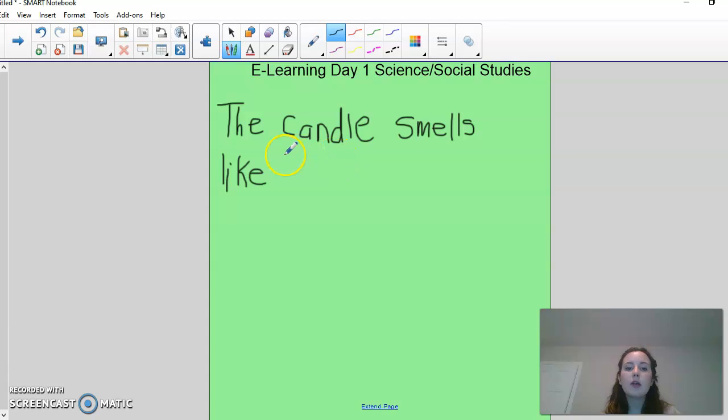The candle smells like pumpkins. Guess what? The word pumpkin is also on my candle because it is a pumpkin flavored candle, so I can use my environment again. If you didn't have it on your candle or your object, whatever you're smelling, you can do your very best because you know all the letter sounds and you can stretch it out. I know you can. So the candle smells like pumpkins.